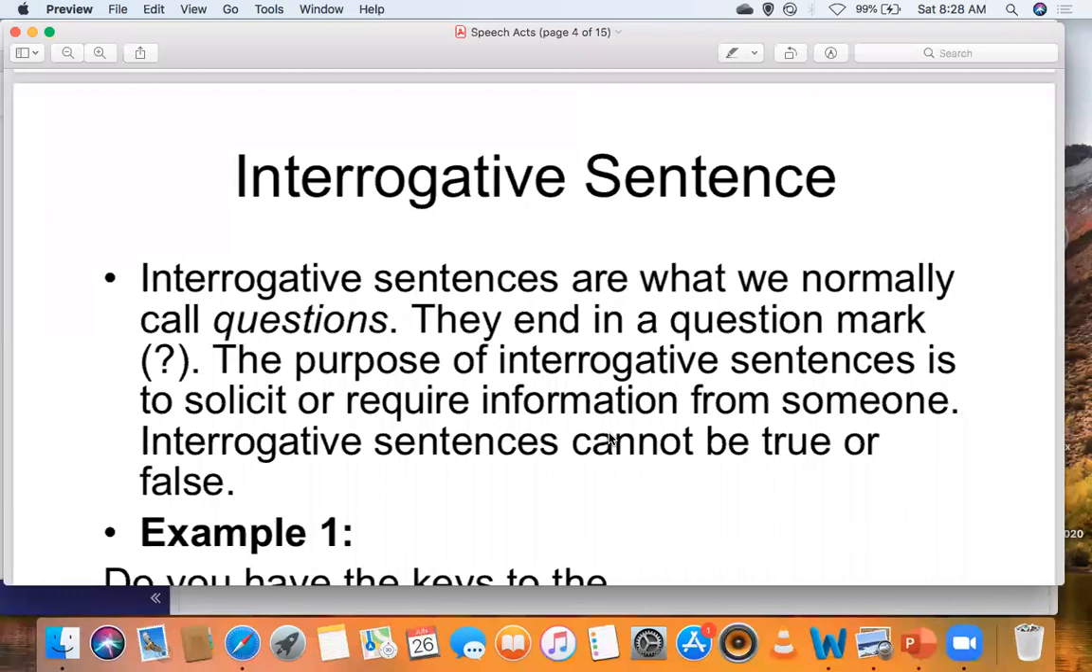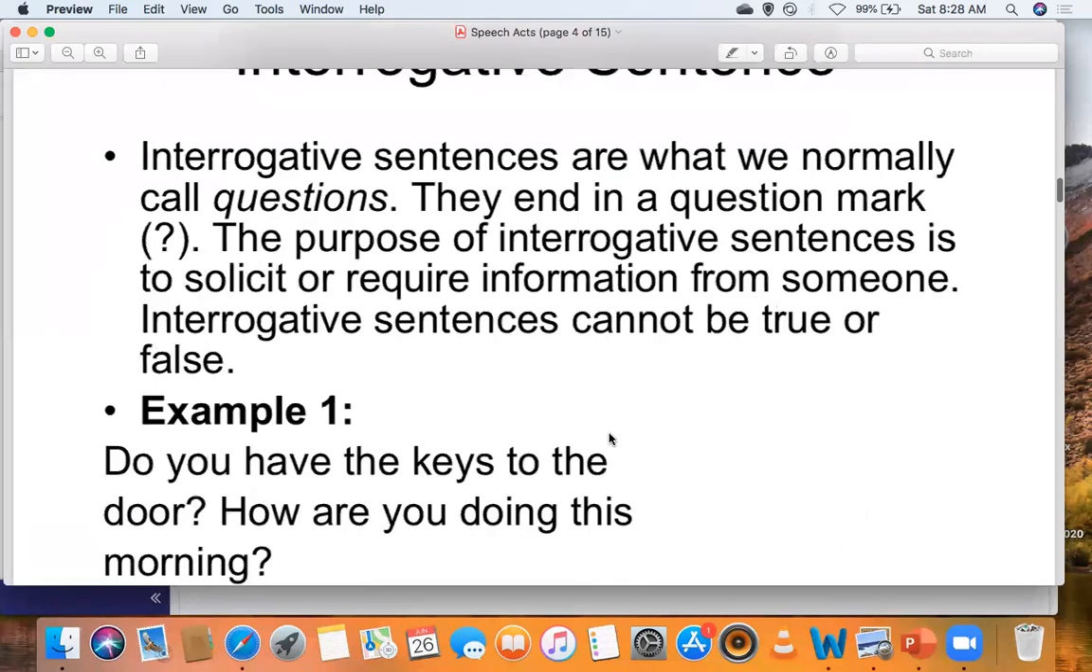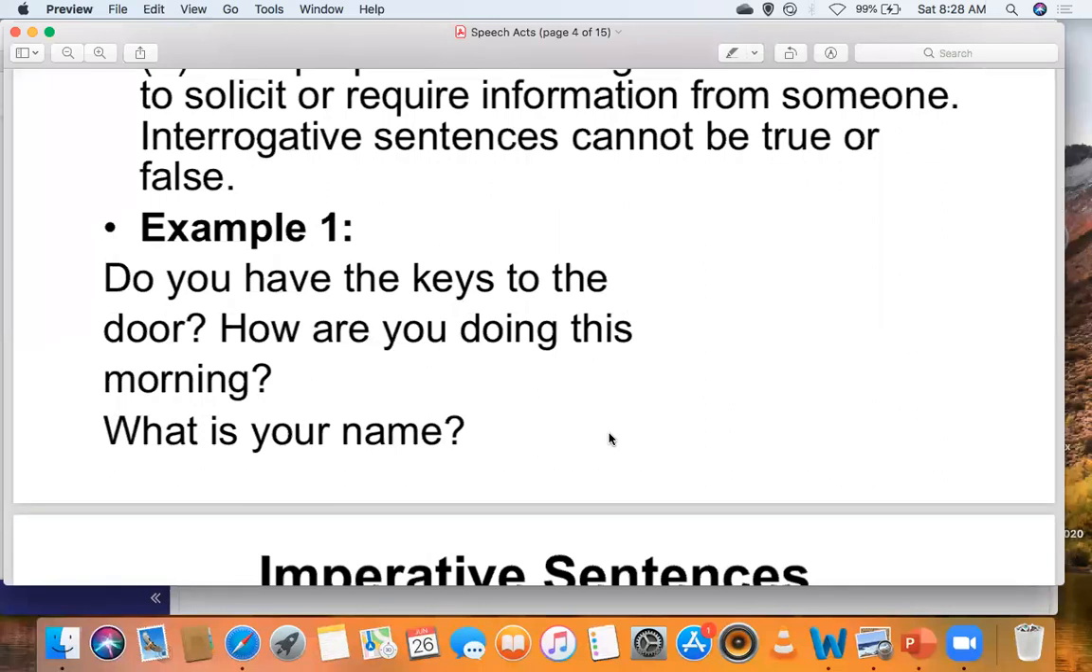Interrogative sentences cannot be true or false. So when you ask a question, your question cannot be true or false. You can't say your question is true or your question is false. It's a question. Examples of questions or interrogatives: Do you have the keys to the door? How are you doing this morning? What is your name? Each of these questions is pleading for an answer, or you could say that each of these interrogatives is soliciting information from someone.